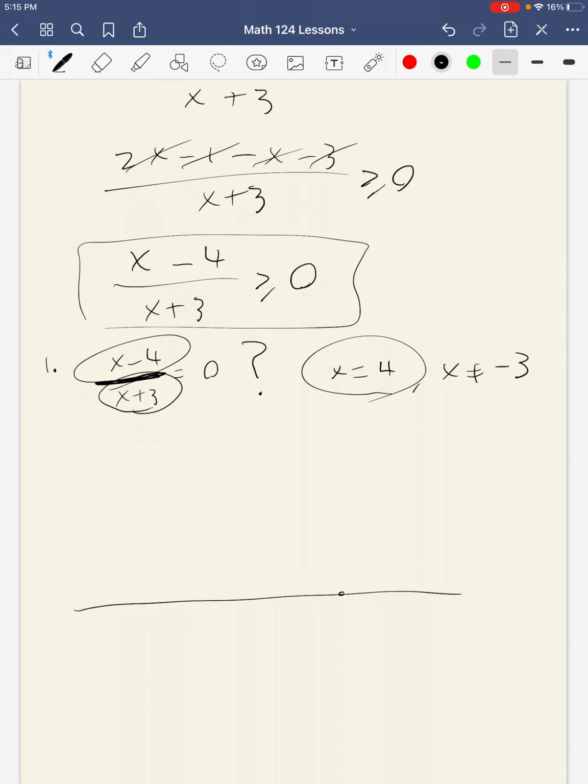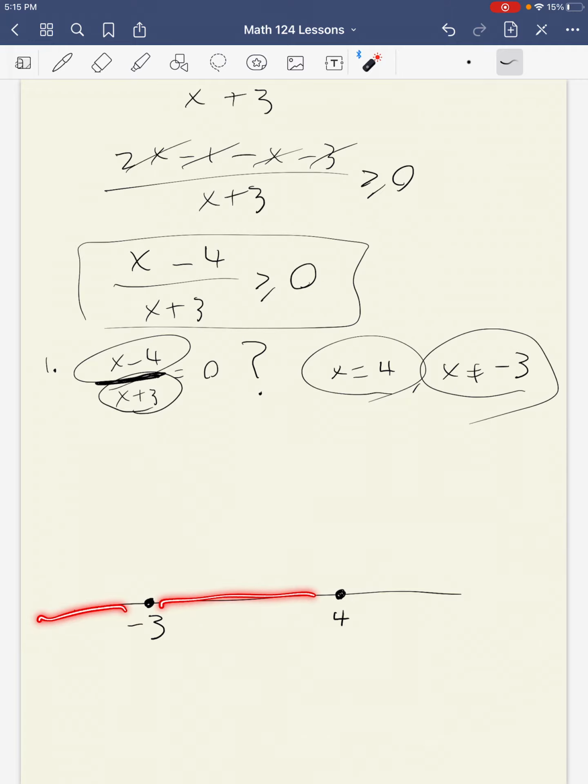But we know on the number line we should test the numbers 4, and this number is also important, so I'm going to put that on our test as well. Okay, so now we broke the number line up into 3 pieces. So we have to plug in some values in each one of these 3 pieces and see if the result is positive or negative.